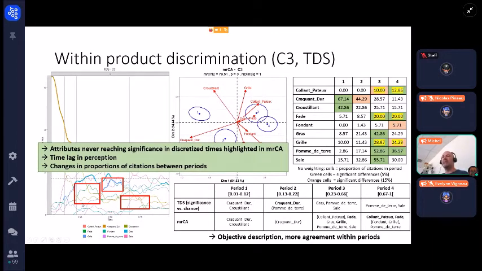Sticky. And maybe at a given time, they don't have the opportunity to reach the significance level, but when we summarize the continuous time in periods, you can see the cells highlighted in yellow. This is not nothing. Insipid was cited by 20% of panelists during periods 3 and 4, and this is the same for all descriptors in yellow. So with this method, we also capture changes in proportion of citation between periods, and not only between products.